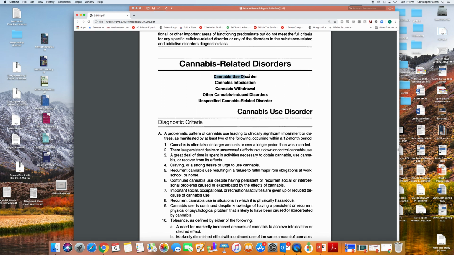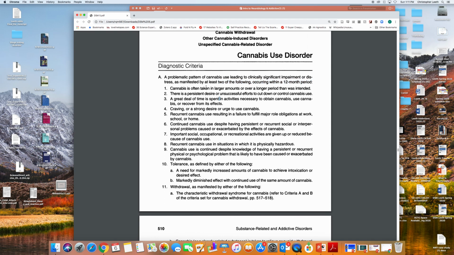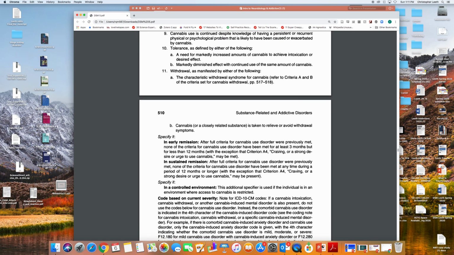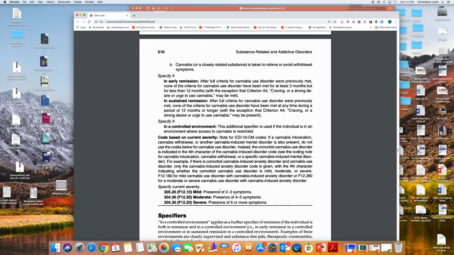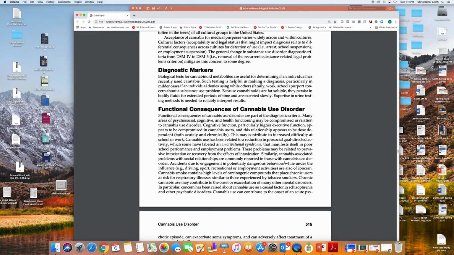Cannabis, so cannabis addiction, cannabis intoxication, cannabis withdrawal, right? And you'll see that the criteria are the same. 2 of the following within 12 months. Taken in larger amounts, tried to cut back, time, craving, consequences, recurrent use in physically hazardous situations, remission, environment, and severity. Right? So this is the same for each of the substances.